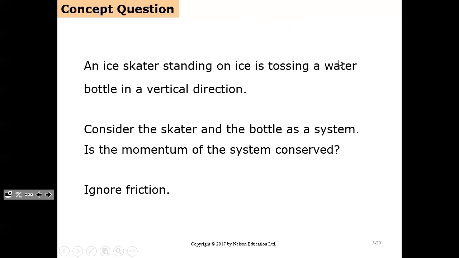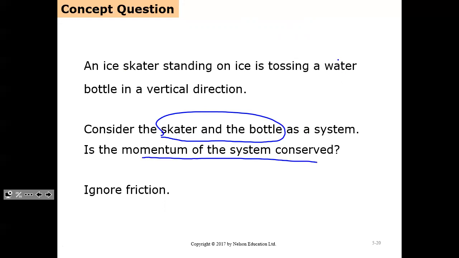Okay. I will just start this question, then I will stop. An ice skater standing on ice is tossing a water bottle in the vertical direction. Consider the skater and the bottle as a system. So we first define our system: the skater and the bottle as a system. Is the momentum of the system conserved? Ignore friction.